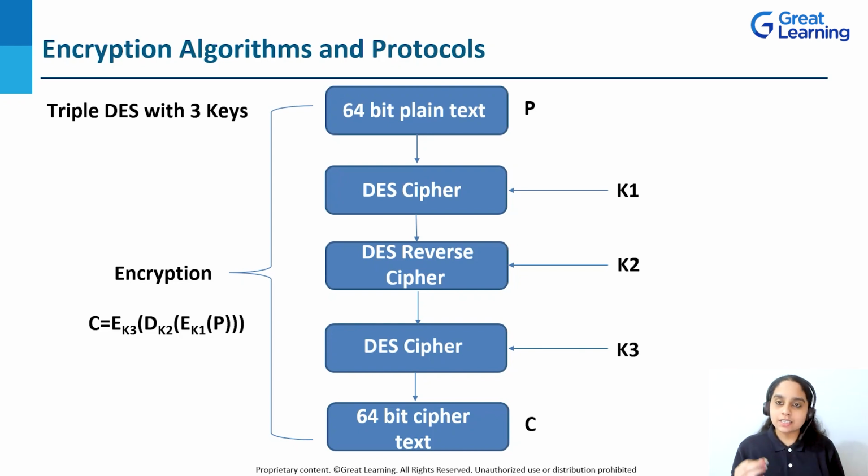So we have used three different keys, that is key K1, key K2 and key K3. At the end we get a 64-bit cipher text. C represents cipher text. Hope you all have understood how to convert a plain text into a cipher text in triple DES with three keys.